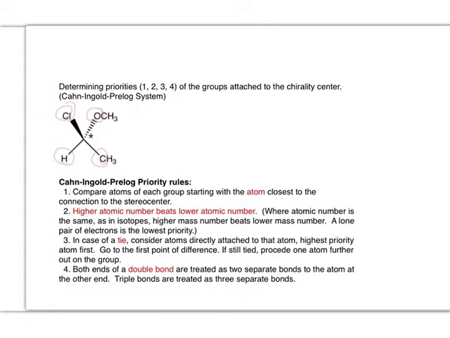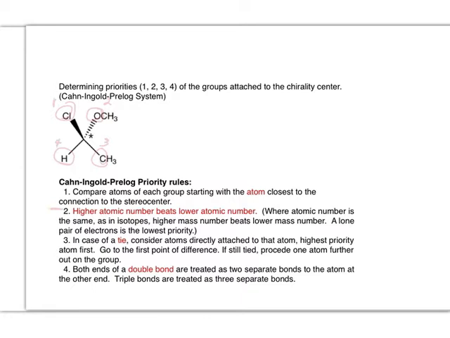And the rule is higher atomic number is going to be the higher priority. So what do we have? Cl, O, C, and H. It'll be the higher priority if it has a higher atomic number. Cl, O, C, and then H. Okay, good. 1, 2, 3, 4.